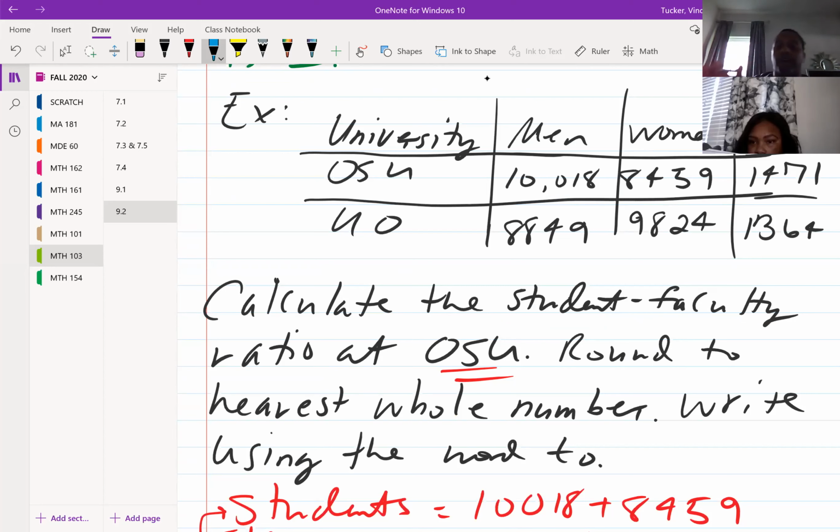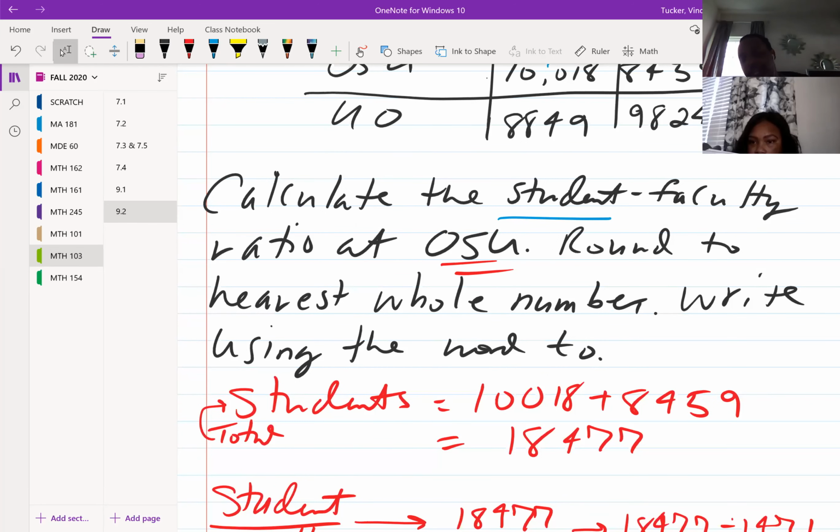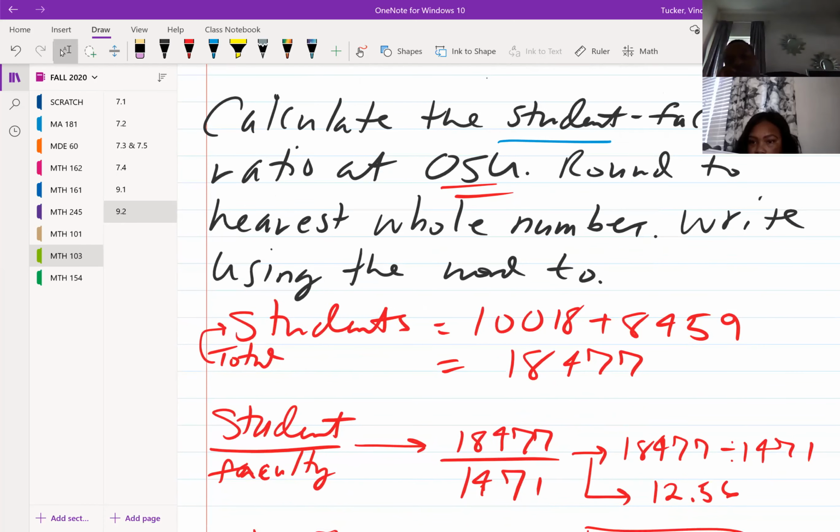So we want to know student faculty ratio. Since we're talking about all of the students, we need to add together the men and the women, and that's going to be 18,477. Student to faculty, or student dash faculty, however you want to see it. The first part of the relationship is student, so as far as your fraction goes, or the word 2, student should be first or in the numerator, faculty would be down bottom.